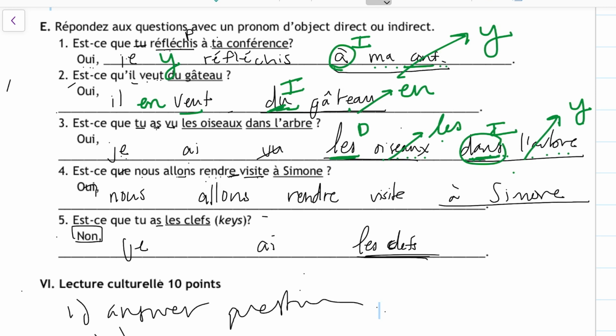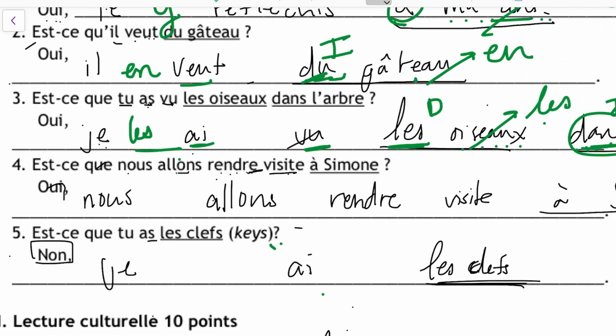Les and y, I'll have to decide which one goes first. They're both from the triangle. Les is further off to the left, so I'm going to put that one first. And I've got to figure out where to put it. I've got two verb sounds, a little more complicated. Avoir plus vu, past participle. In the passé composé, your pronouns will go before your first verb. So I'll have les, y, come on, ai et vu.